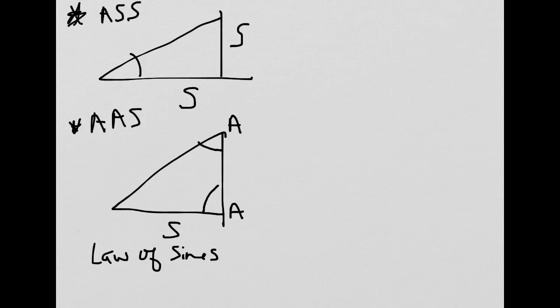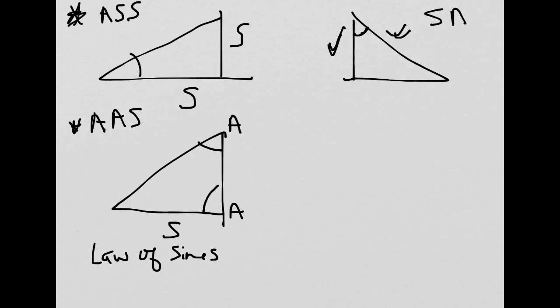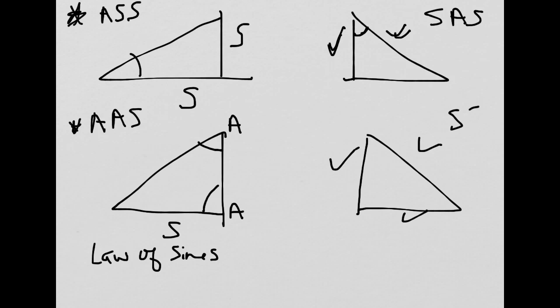If we have a triangle where we know a side, an angle, and the other side, so the angle is included within the two sides, that would be side, angle, side, then we're going to use the law of cosines. Or if we have a triangle where we have all three sides, or side, side, side, then we're going to use the law of cosines.